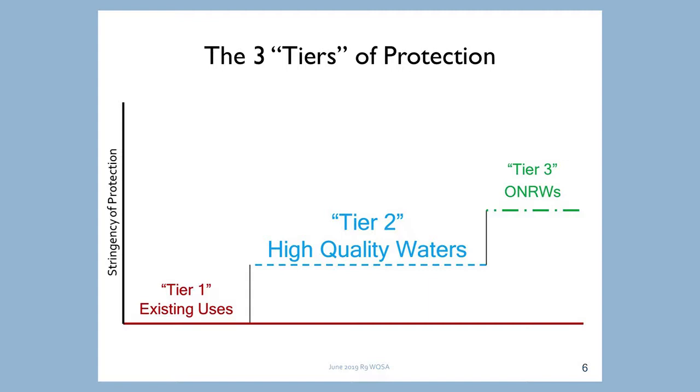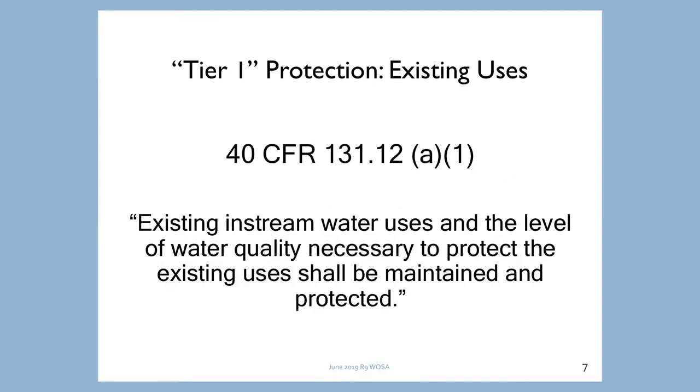And then the last level of protection is tier 3, ONRWs, which is the most stringent level of protection. You don't allow any degradation, period. Those waters that you choose could be really crummy waters, or just really highly valued waters. By not allowing any degradation, you're doing the extreme version of restoration. You're just not allowing any further degradation.